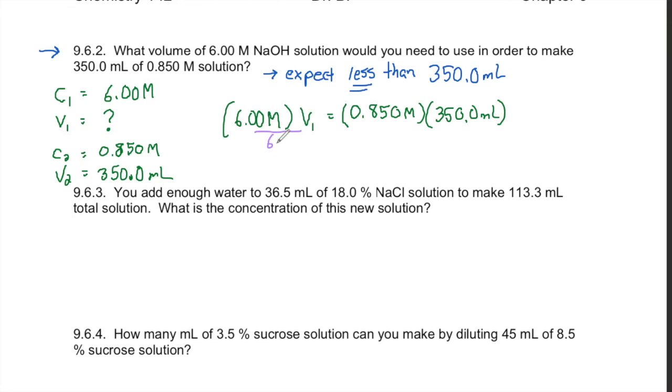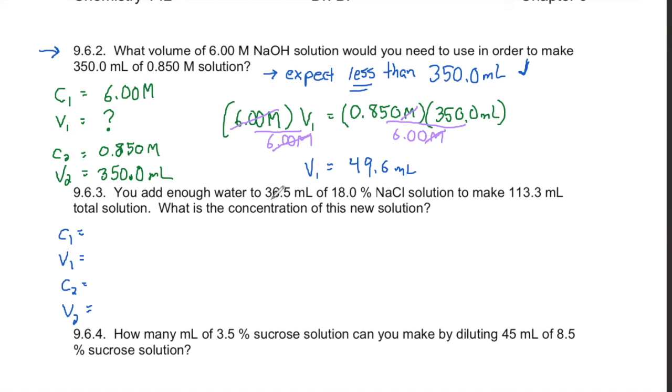Then to get the V1 alone, we would divide both sides by the 6 molar. This would completely cancel and leave the V1 alone. This would cancel just the molar, and we'd end up with milliliter, which is good because we want volume. And we end up with a volume of 49.6 milliliters, which is definitely less than 350 milliliters. So this could happen. You take a smaller amount of your concentrated solution, add water, and then you get a larger amount of the dilute solution.